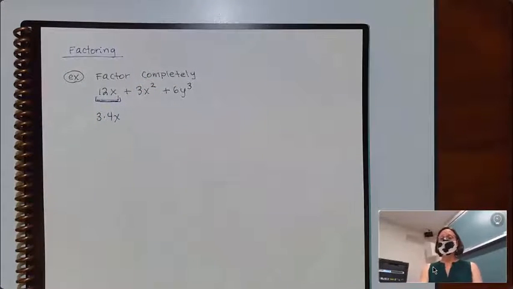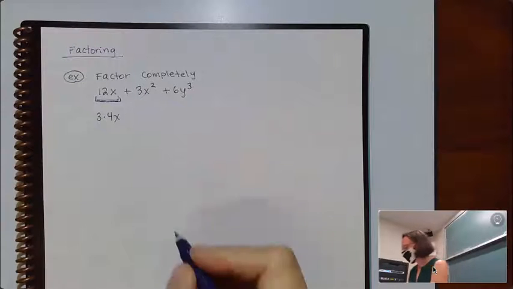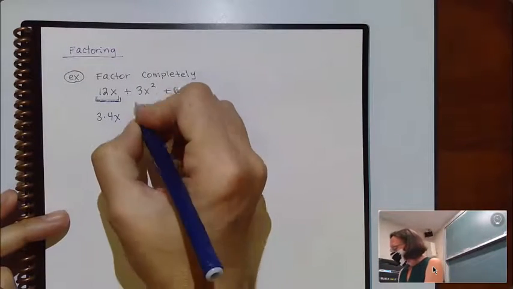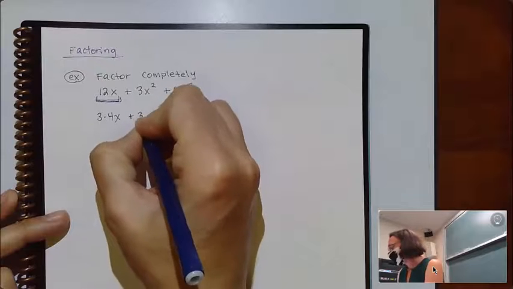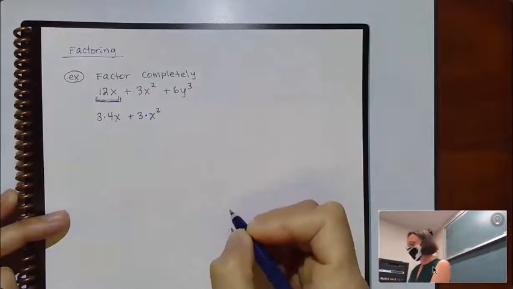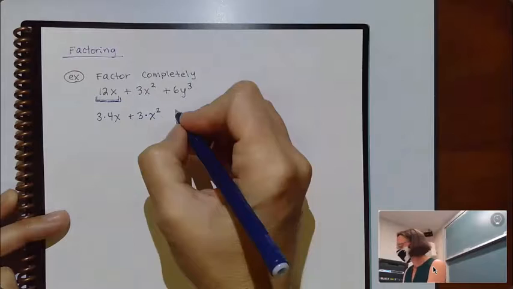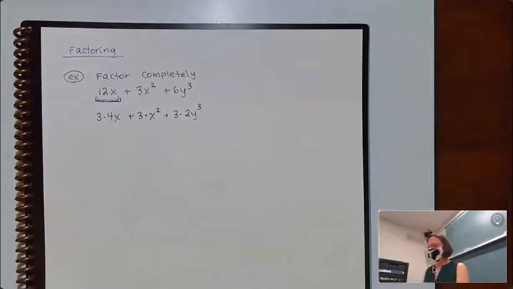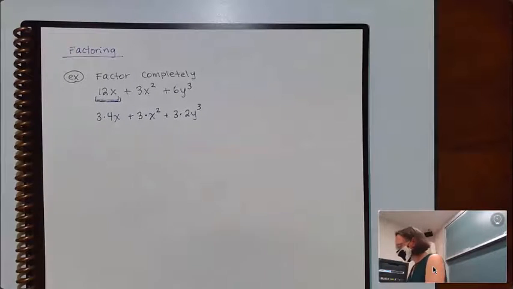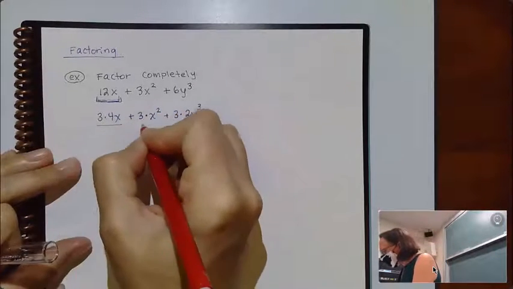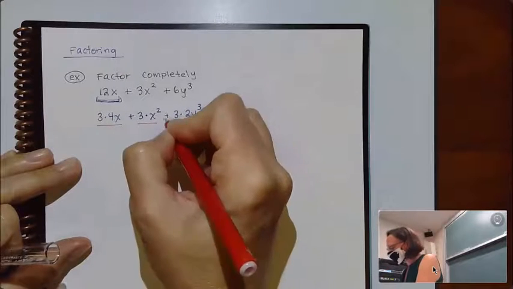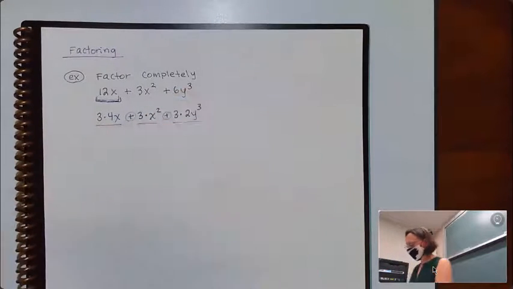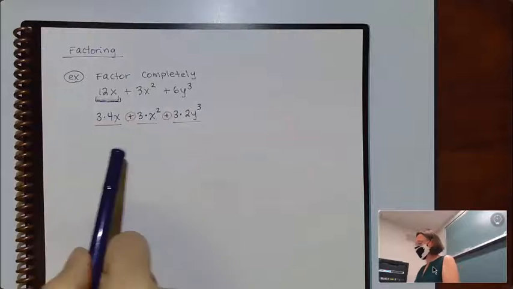And I know that I've been mentioning that having your multiplication and addition facts memorized is great for factoring. So I'm thinking about that 3x squared as 3 times x squared. And I'm going to think about the 6y cubed as 3 times 2y cubed. So when I look at each of the monomials here, each piece, and these are pieces that are separated by addition or subtraction, each of those pieces has a 3 in it.